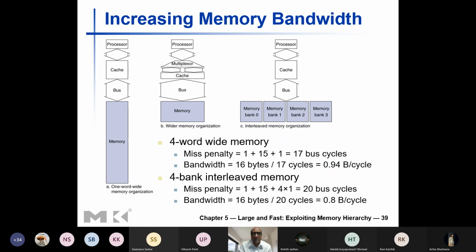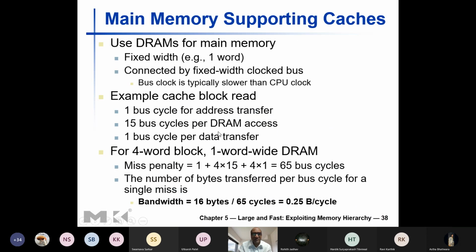You can see here, for example, if the DRAM access time equals 15 bus cycles. First of all, the cache has to specify which block is to be fetched, so that address will be passed on to the main memory in one cycle from the cache. Afterwards, you need to access the DRAM, fetch the words, and then pass the words to the cache. For transferring the data, it requires one cycle per word.